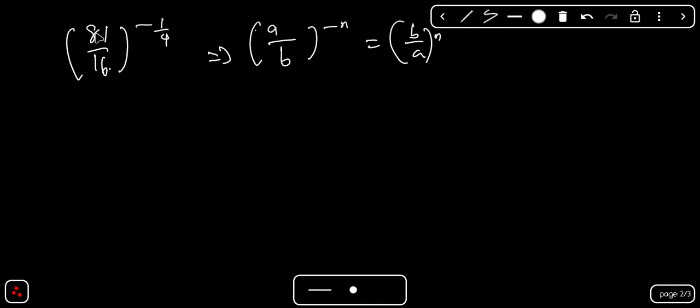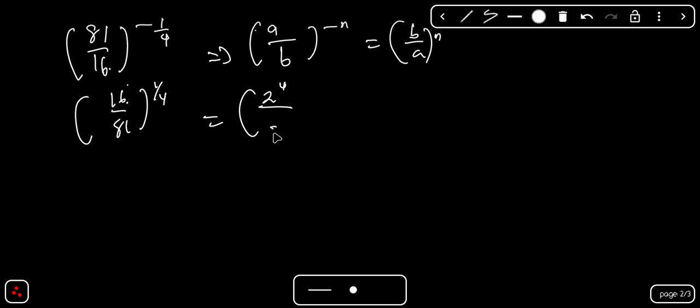So we can say 81 over 16 raised to the power of minus 1 over 4 is the same thing as 16 over 81 then raised to the power of 1 over 4. Now remember that 16 is 2 raised to the power of 4. That is 2 multiplied by 2 multiplied by 2 multiplied by 2. So 2 raised to the power of 4 will give us 16. And then also 81 will be 3 raised to the power of 4. Then raised to the power of 1 over 4.